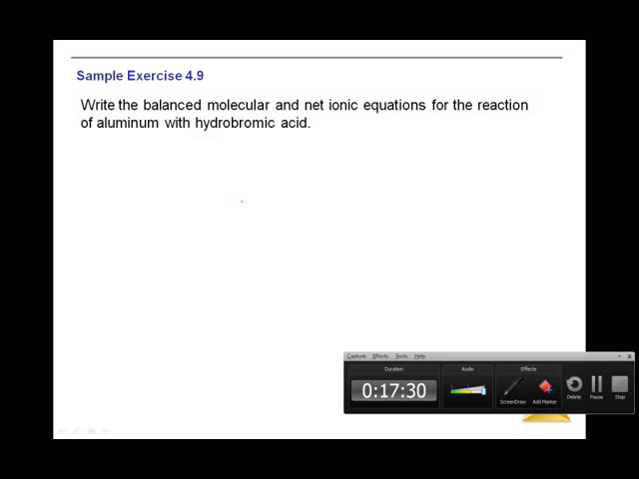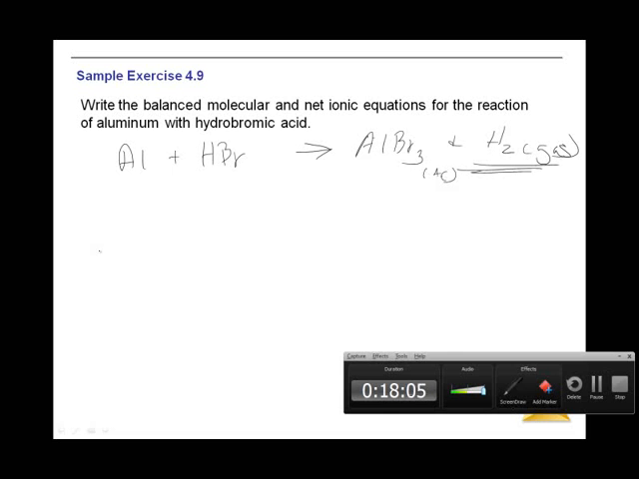Alright, we want to look at the reaction between aluminum and hydrobromic acid. And if we remember, the hydrobromic acid is strong. The aluminum will displace the hydrogen, so I'm going to end up with aluminum bromide and hydrogen gas. That's my driving force. I got a gas out of here. Aluminum bromide is going to be soluble. That's going to be aqueous.